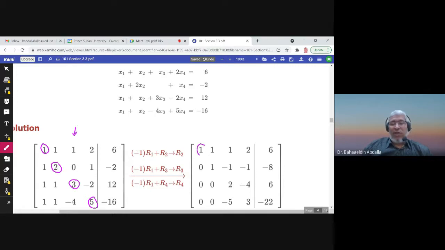This number is already 1, so that's good. Now I need this one to change these 3 numbers to zeros. Each one of them is 1, so I multiply row 1 by negative 1 and add it to row 2 and add it to row 3 and add it to row 4.